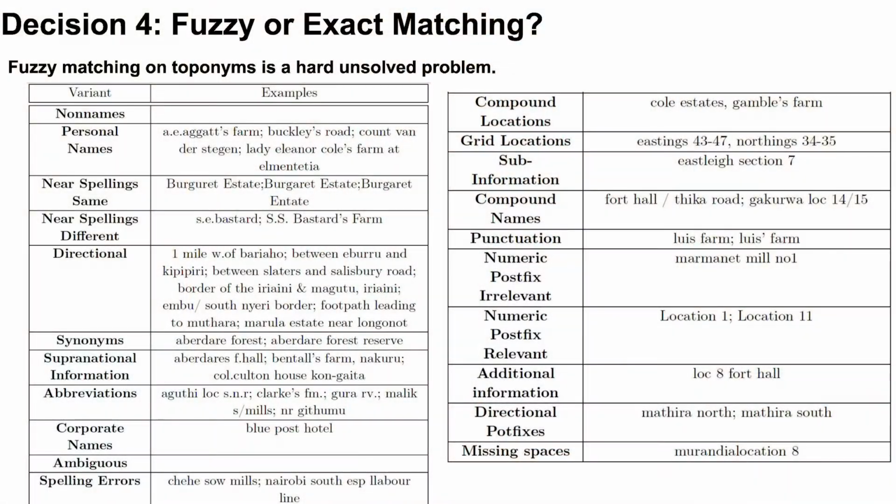And the fourth decision is whether to use fuzzy or exact matching. Exact matching is when a toponym matches verbatim to somewhere in a gazetteer source. You very rarely get that. It turns out fuzzy matching of toponyms is both a hard and unsolved problem, and here's just some slight motivation for why.